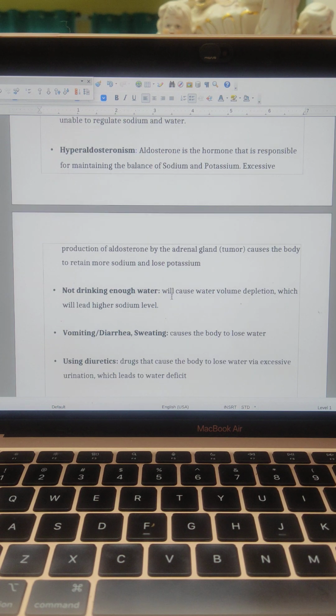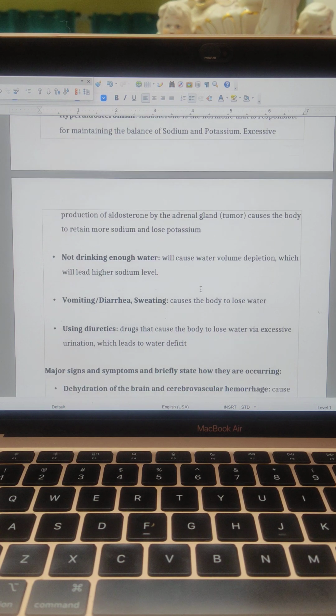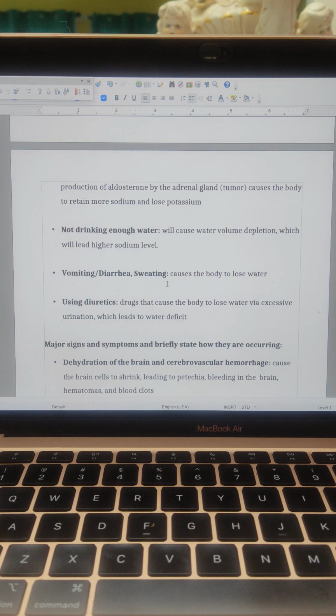Not drinking enough water will also cause hypernatremia because it will cause the water volume to be depleted in the body, which will lead to higher sodium level. Vomiting, diarrhea, and sweating cause the body to lose water as well, which will cause sodium to accumulate inside of the body.